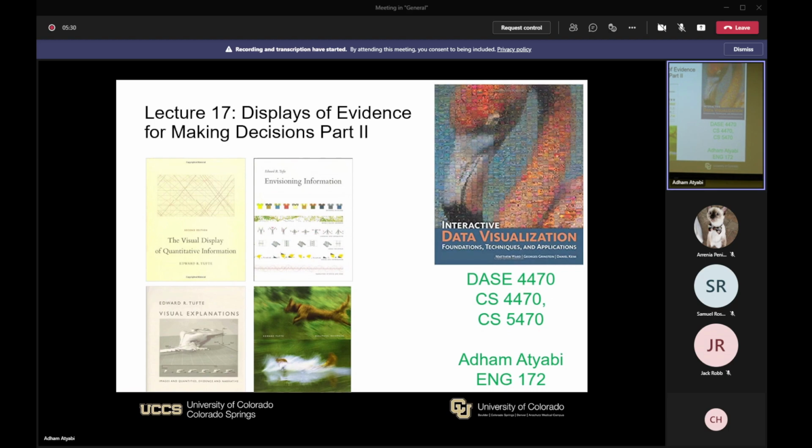Now, today we are going to talk about the negative case, a very famous one, that shows how bad graphics can have dreadful consequences.